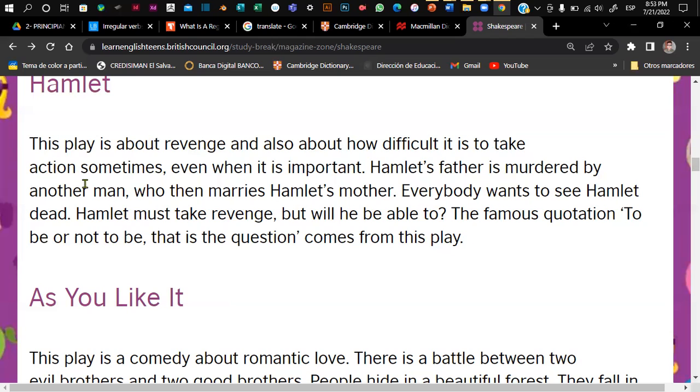Okay, thank you, Anna. Okay, the paragraph goes like this. This play is about revenge and also about how difficult it is to take action sometimes. Repeat, even. Even. Is not even, is even. Even when it is important. Okay, Hamlet's, we have the possessive. This is the possessive. Hamlet's father, el padre de? Hamlet. Yes, Hamlet's, okay.